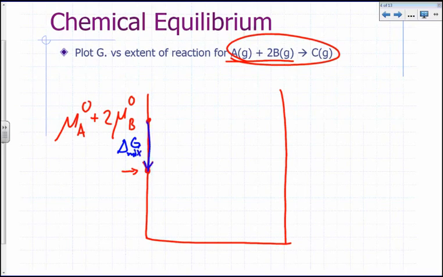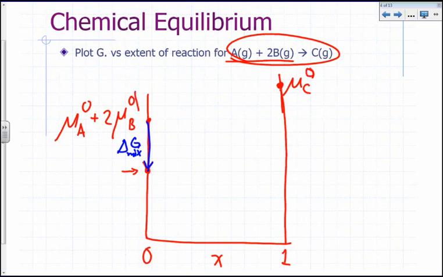Okay, that's the delta G of mixing of your 1 mole of A and 2 moles of B. And then what's going to happen? Let's just say chemical potential of C is over here. Let's just say that's the case. So when everything's converted into C, our extent of reaction would be 1 over here, 0 here, so mu sub C naught, okay, it's going to be pure C.